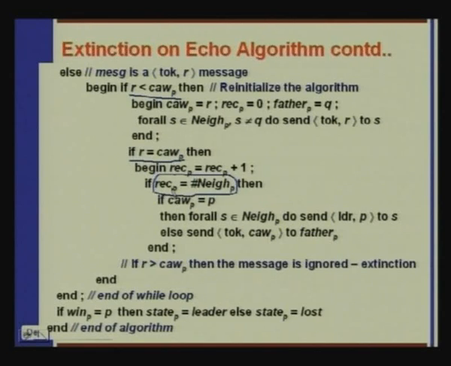That the number of tokens received for the current wave is equal to the number of neighbors. Only the initiator of the currently active wave can see this, right? Why? Because for every other node it will get tokens from all its children, right? For other nodes also it will happen at the end, right?